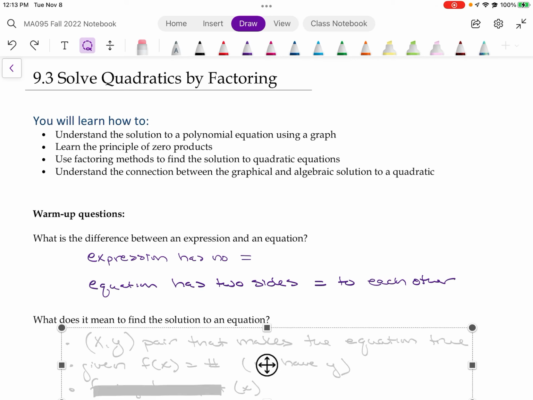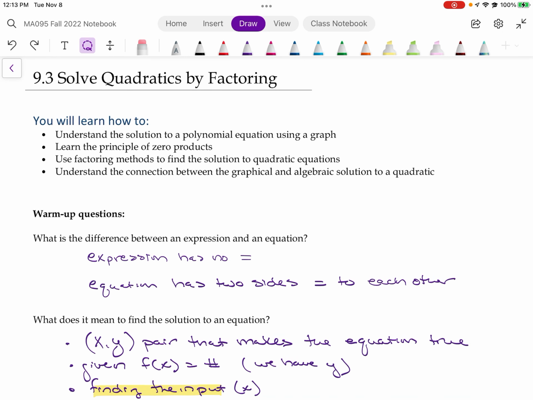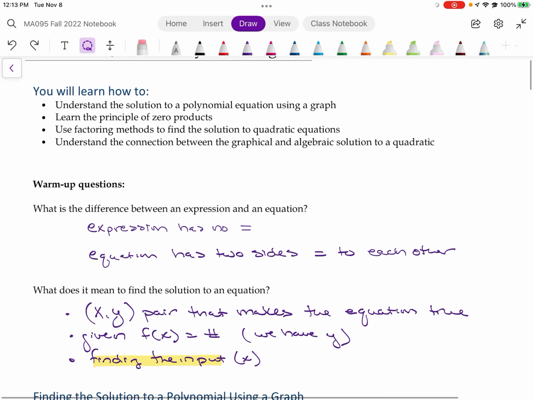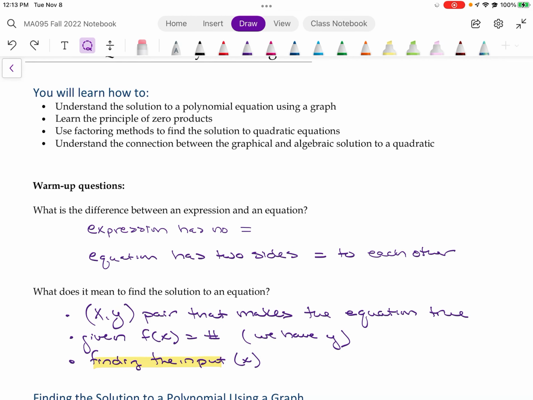So what does it mean to find the solution to an equation? It means that there's an xy pair that makes the equation true. So given f of x equals some number, in other words, we have y. So we're always given the y, so there's an equation and it's equal to some number. So that is the y value. So we are finding the input. The input is x. We're trying to find that input. So that is finding the solution to an equation, finding the input of an equation that makes the given y value true.